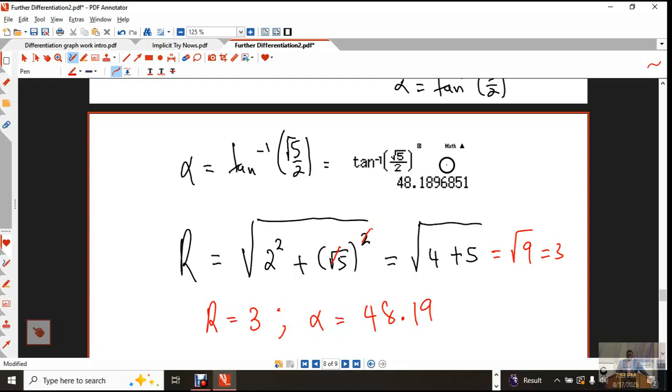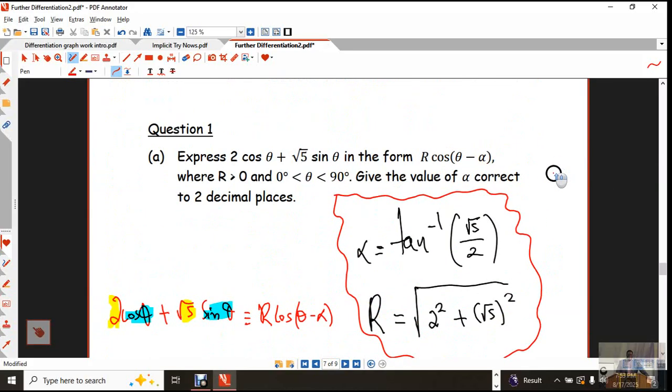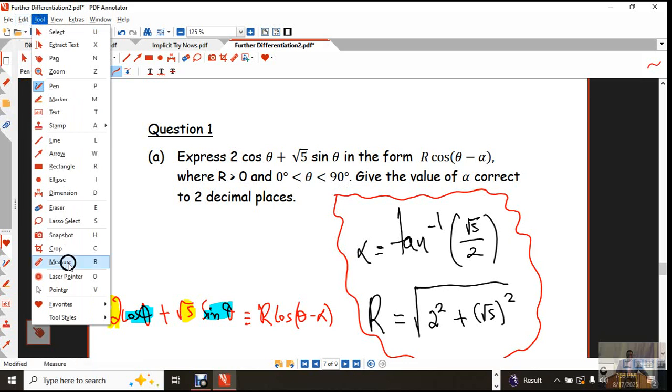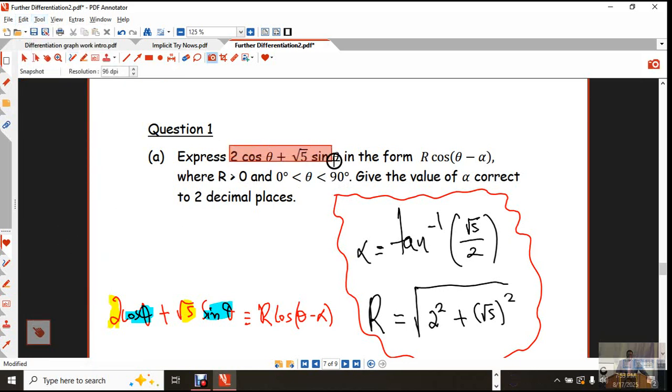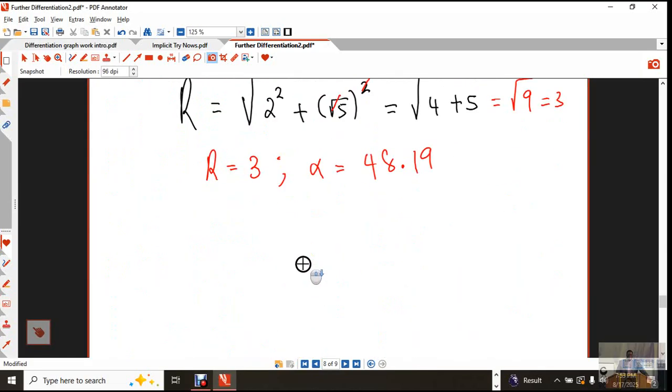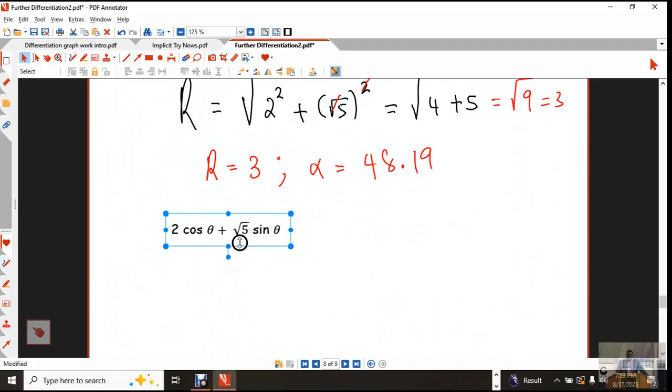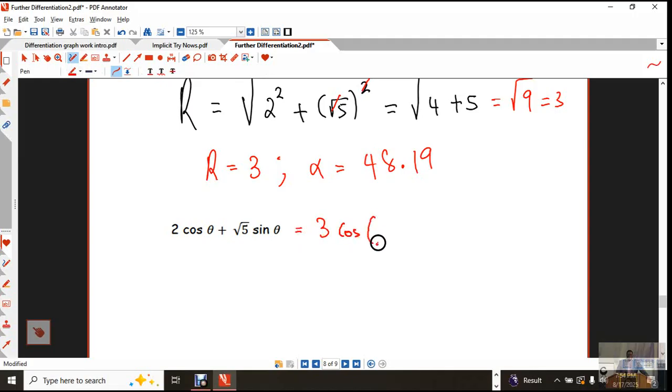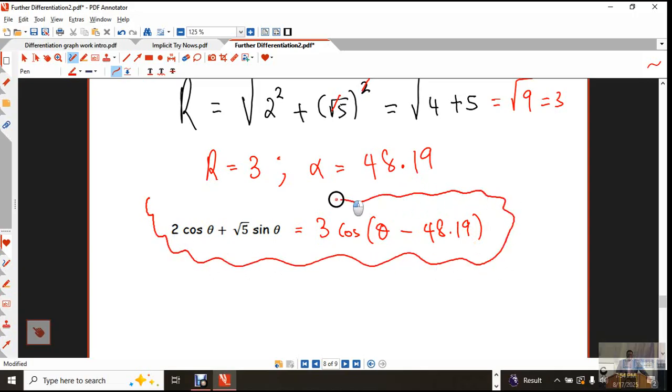Because they were saying that we are supposed to express it in what form? Let's just go back. They say express it in that form. So we can go ahead and say, okay, let me just grab that. Take a snapshot of that, this over here, all the way up to there. Okay, copy. So this is then going to equal 3 cos of theta minus 48.1. This is the solution for part A.